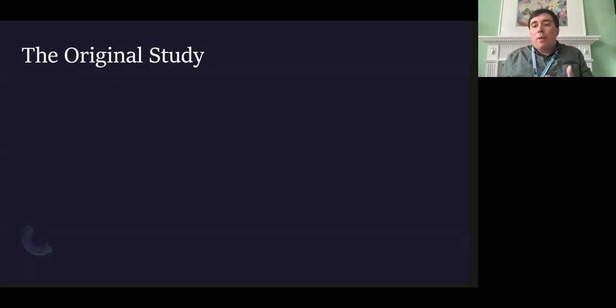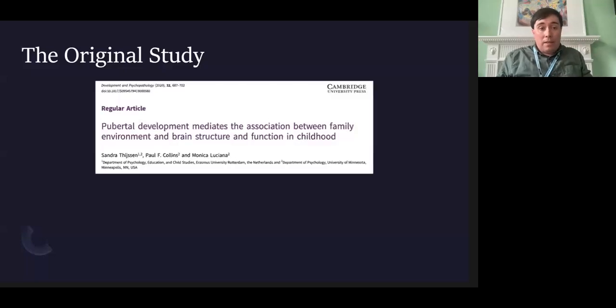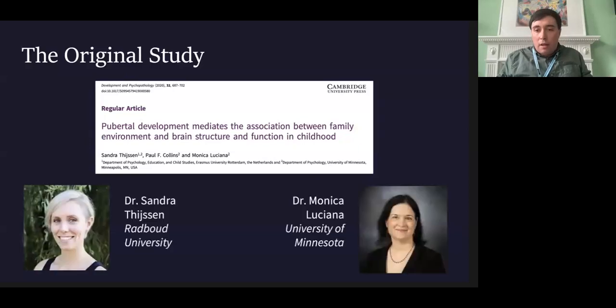But we thought, why don't we actually pick a study that we respect and that we thought was well done and see if it replicated? In some ways, what's the point of replicating a study that we didn't really believe in the first place? So we wanted a study that we believed in. And so we picked this. It's a great paper written by Sandra Thiessen and Paul Collins and Monica Luciana. These are great researchers who put together a paper that was one of the first to come out of the ABCD data and one of the first about puberty. And it's a great read. I recommend it highly. So this is the study that we decided we wanted to try and replicate in some way.